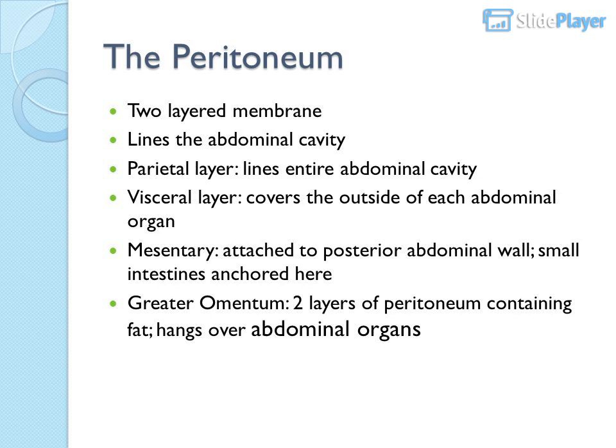Parietal layer lines the entire abdominal cavity. Visceral layer covers the outside of each abdominal organ. Mesentery, attached to the posterior abdominal wall, is where the small intestines are anchored. Greater omentum, 2 layers of peritoneum containing fat, hangs over abdominal organs.